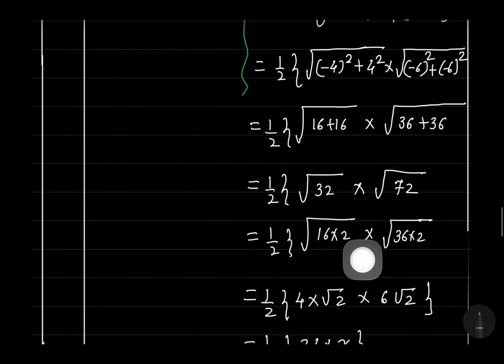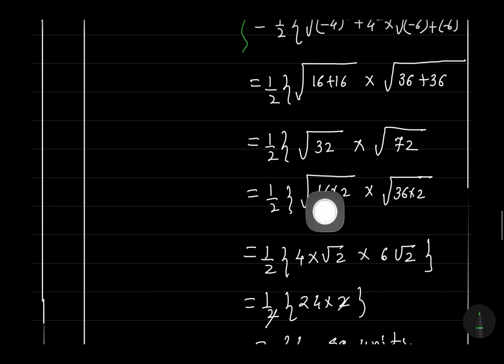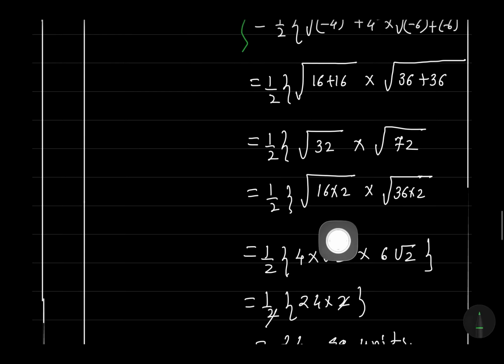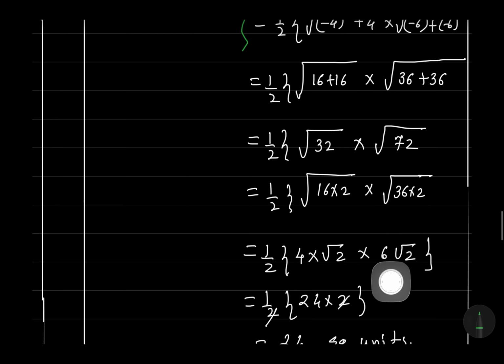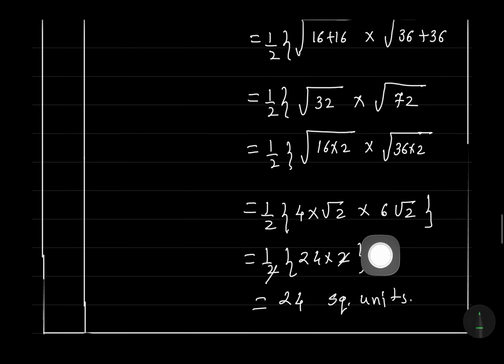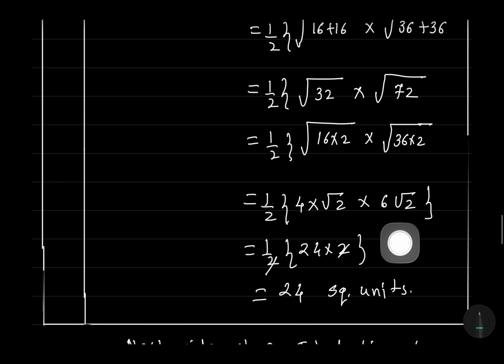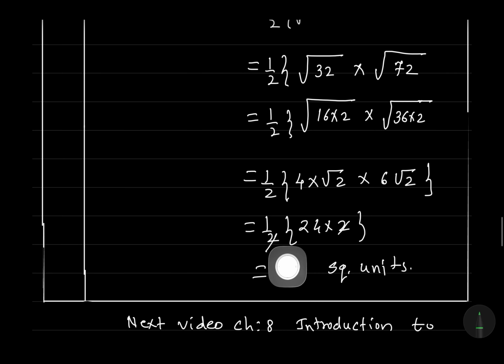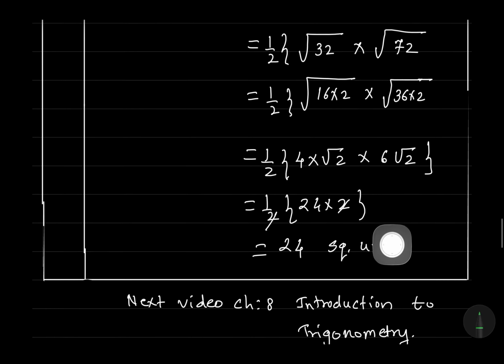So now 1 upon 2 as it is, 32 means 16 into 2, and 72 means 36 into 2. The square root of 16 is 4 and the square root of 2 remains as it is. Then the square root of 36 is 6 and the square root of 2 remains as it is. 4 into 6 is 24, and square root 2 into square root 2 becomes 2. Then upon 2, 2 ones are 2, only 24 will remain. So 24 square units is the answer.